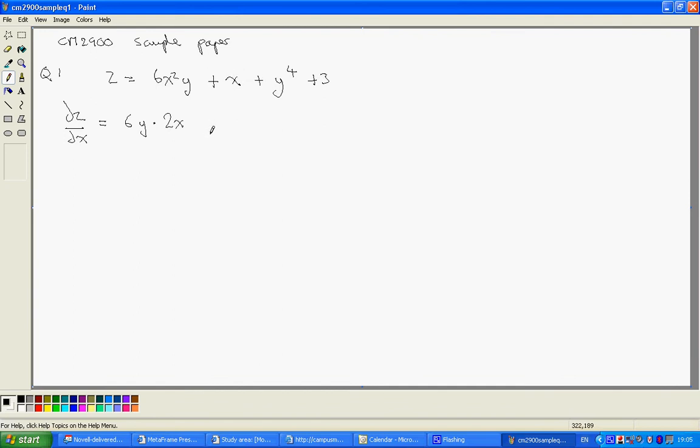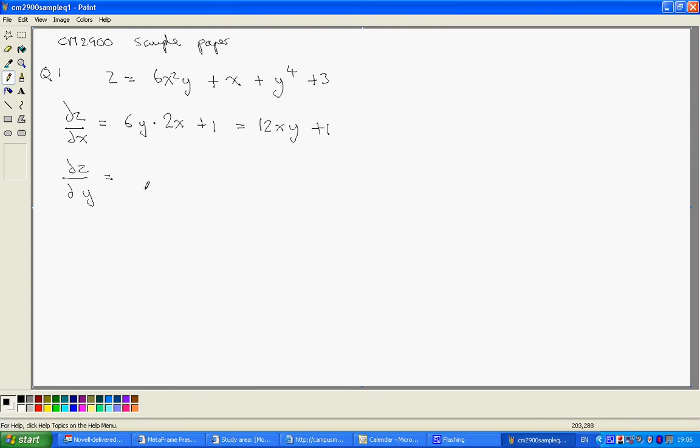Derivative of x with respect to x is 1, and the other two terms don't have any x's in them. Y to the 4 and 3 are both constants, so the derivative with respect to x is 0. Just tidy this up slightly. 6y times 2x converted as 12xy plus 1. That's the other part.